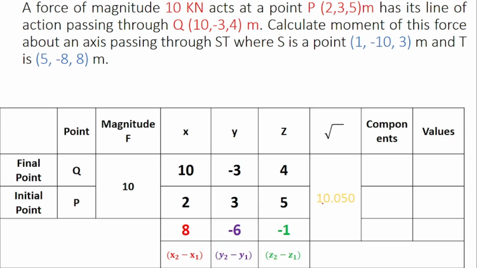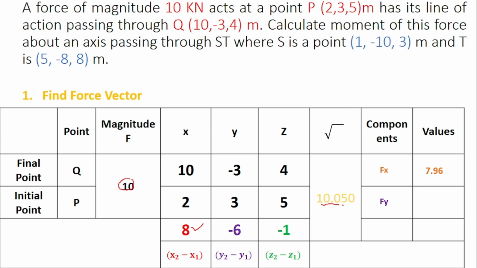After this we can find out the components of Fx, Fy, Fz. So Fx is equal to 10 into (x2 minus x1), that is 8, divided by 10.050. So here the equation is 10 into 8 divided by 10.050. So the answer is 7.96.